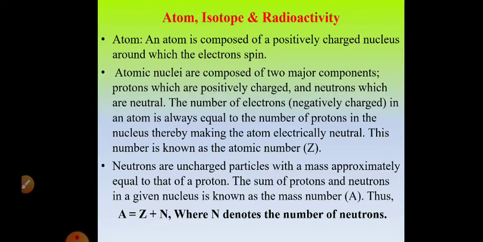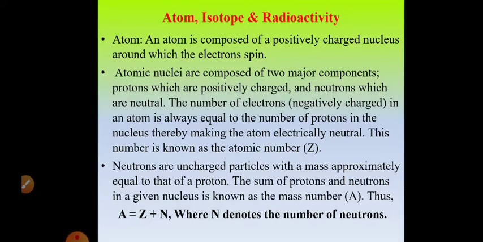Now, the nucleus of the atom is composed of two major components. They are protons, which are positively charged, and neutrons, which are neutral. The number of electrons, which are negatively charged, in an atom is always equal to the number of protons. That means the number of negatively charged electrons is equal to the number of positively charged protons, and hence an atom is electrically neutral. This number is known as atomic number.